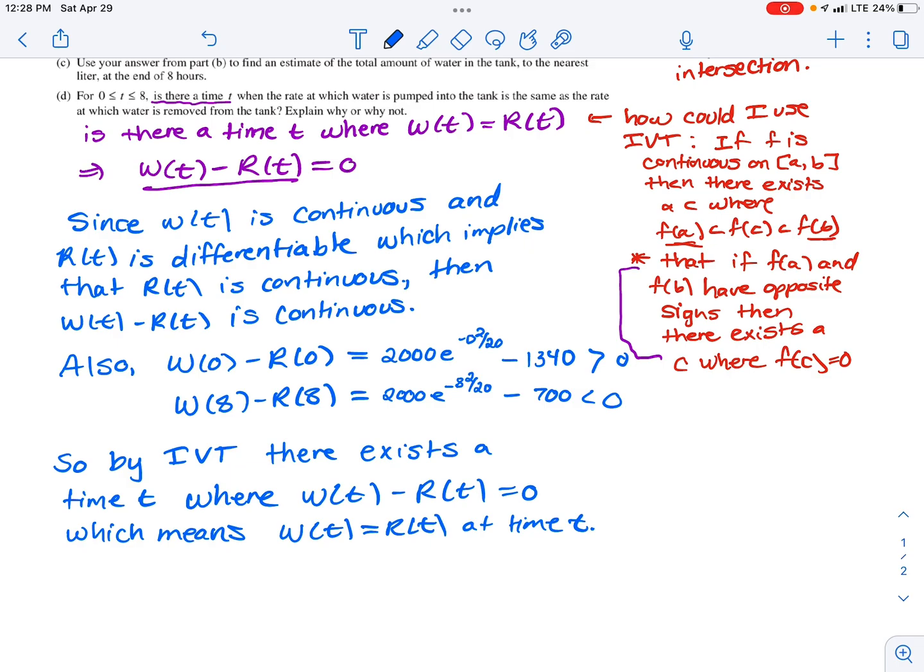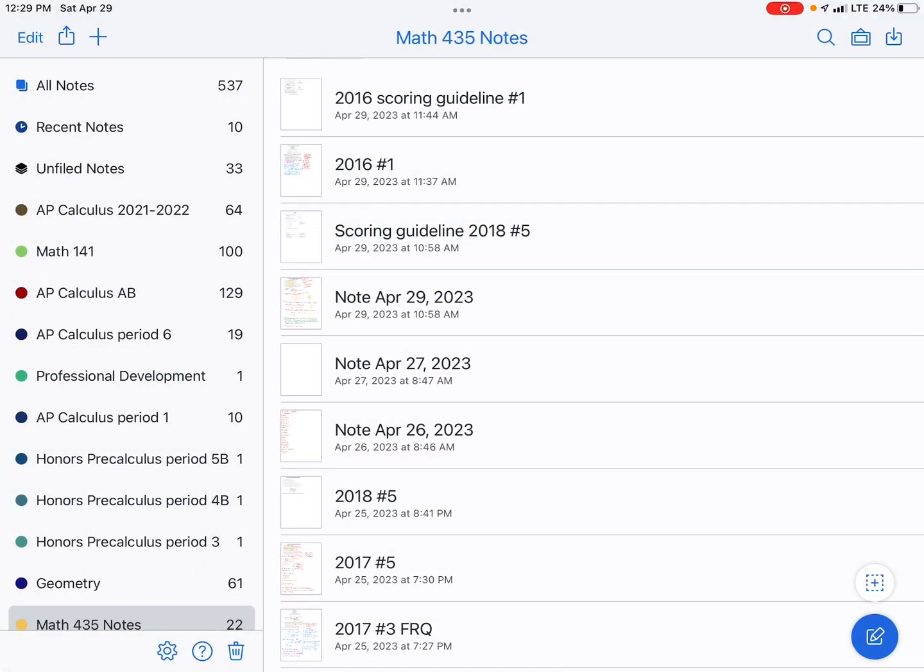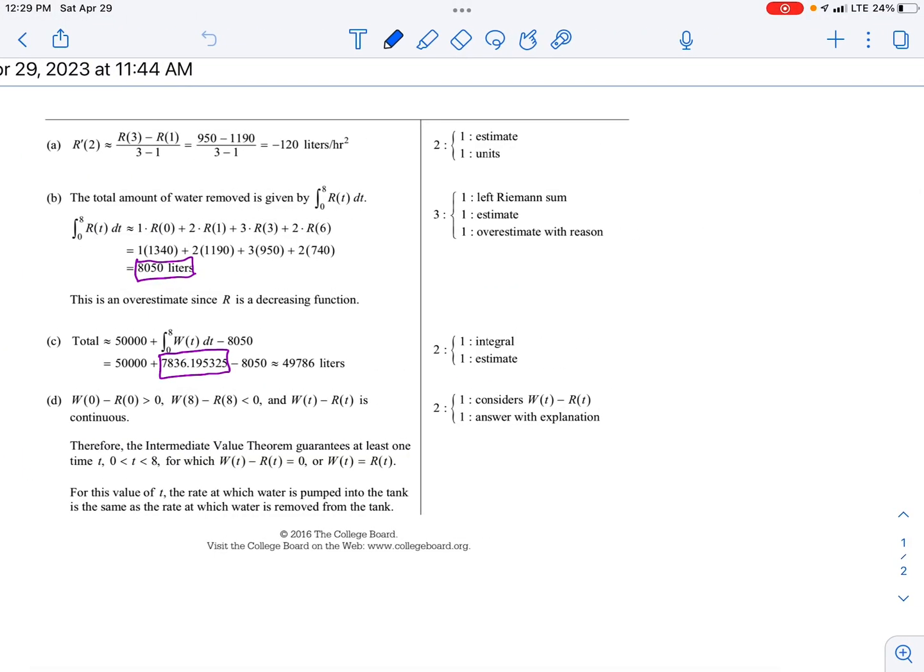Okay, so that's pretty much how you would show it. Let me just make sure I have the right signs based on the guidelines. Yep. So w of 0 is positive and w of 8 is negative. Of course, you'd find those actual values using your calculator. I just didn't have my calculator on me.